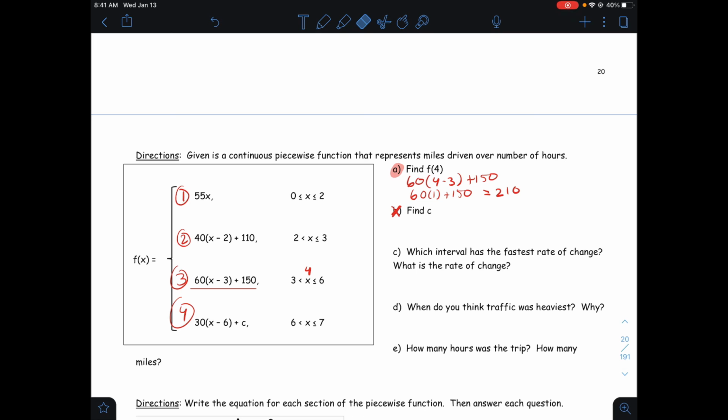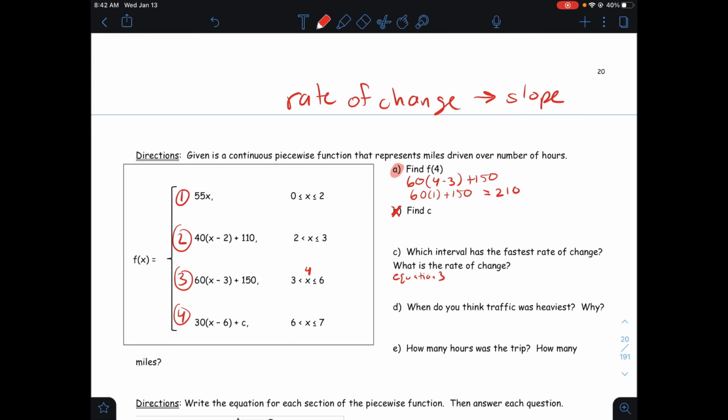So now it says, which interval has the fastest rate of change? What is the rate of change? So we've talked about rate of change. Rate of change is slope. So which one has the fastest rate of change? Well, that's going to be the fastest slope. So let's keep this. Which one appears to have the fastest rate of change? Look at the slope of each of these. Does equation 1, 2, 3, or 4 have the fastest rate of change? So that's going to be equation 3.